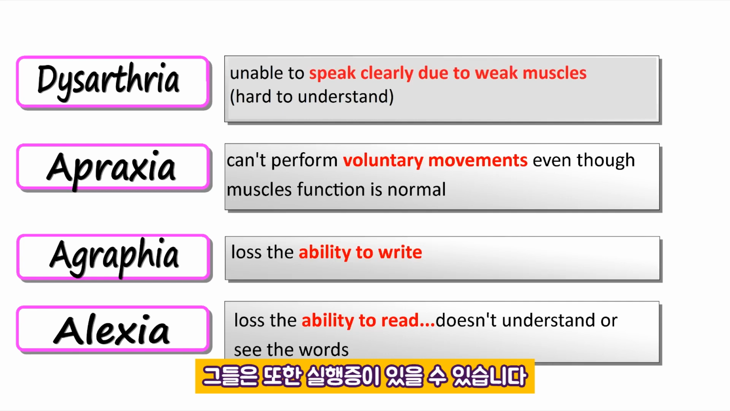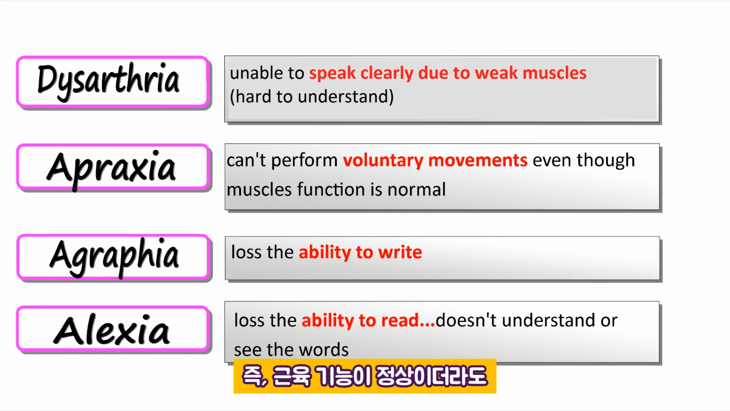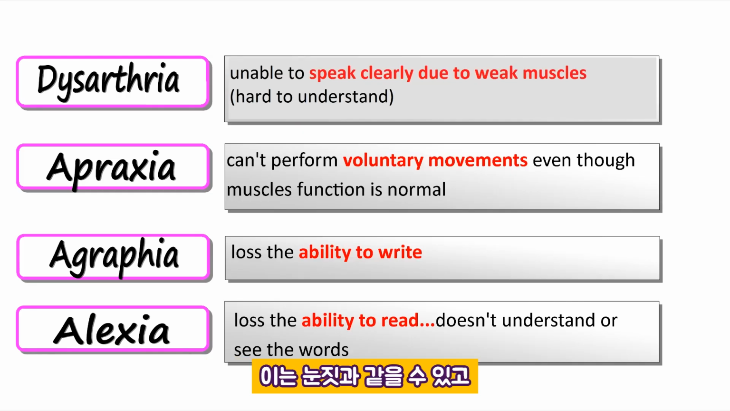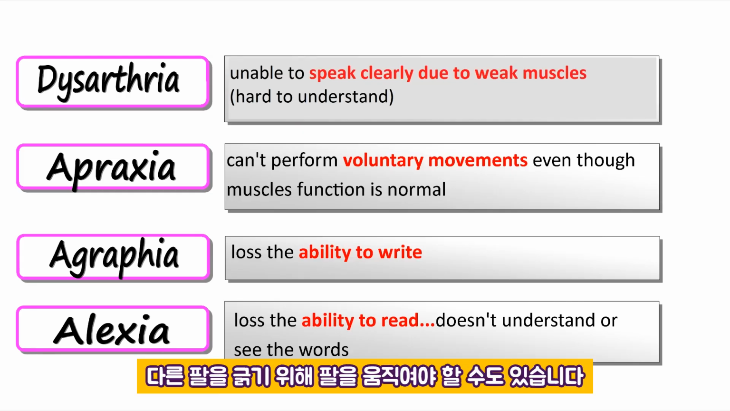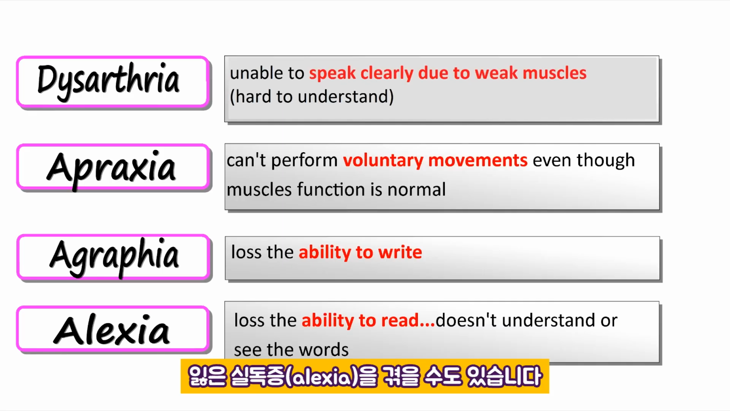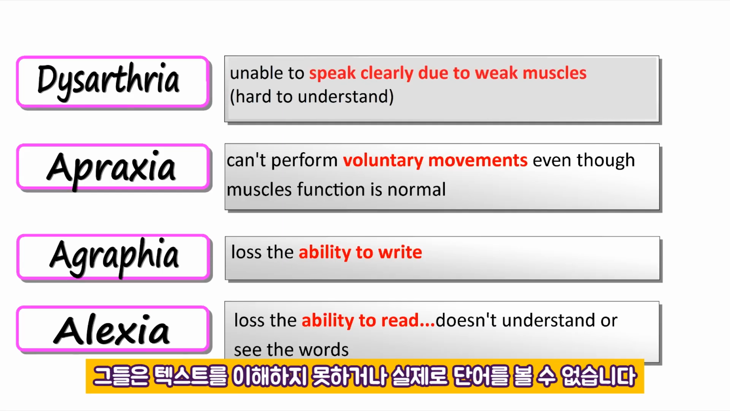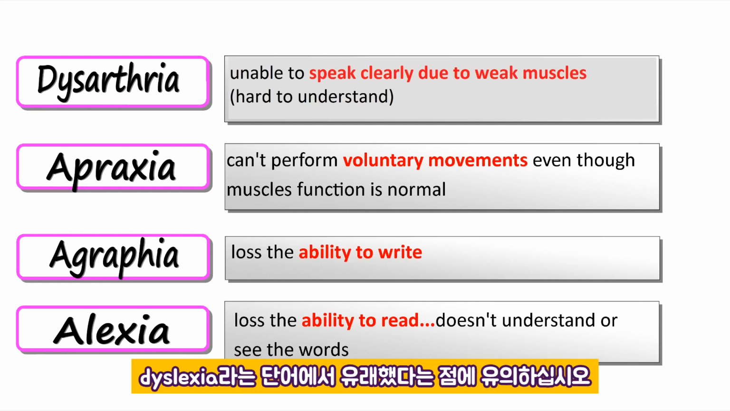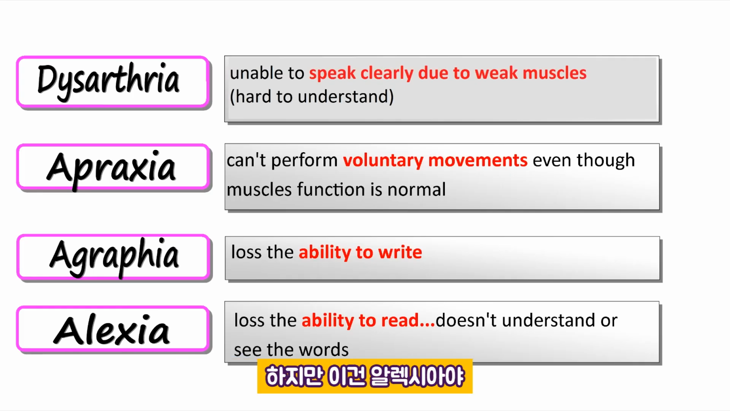They can also have apraxia, where they can't perform voluntary movements even though their muscle function is normal. And this could be like winking, or they need to move their arm to scratch their other arm, something like that, like a purposeful movement they can't really do, but their muscle function is fine. They can also have agraphia, which is where they've lost the ability to write, and alexia, which they've lost the ability to read. They don't understand the text, or they really can't see the words. And notice that that word also comes from the word dyslexia, but this is alexia.